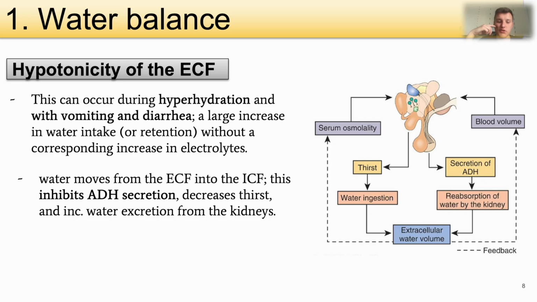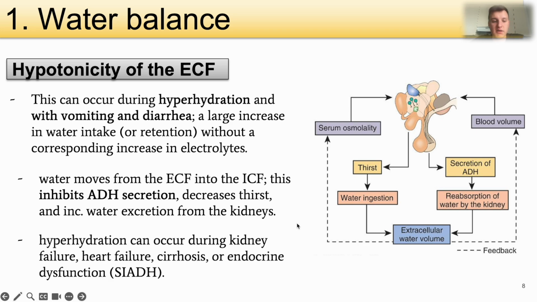This inhibits the antidiuretic hormone, ADH, secretion, and you're going to decrease thirst and increase water excretion from the kidneys. Hyperhydration can occur during kidney failure, heart failure, cirrhosis, or endocrine dysfunctions. We're going to see this one, this endocrine condition over here.